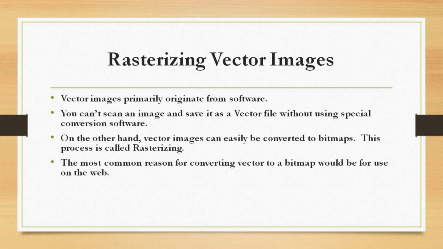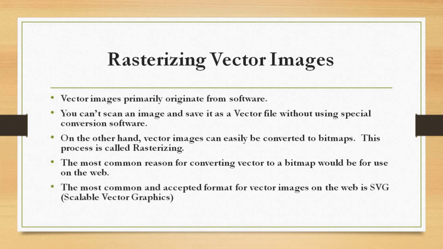So what is the reason for rasterizing? Why do we convert a vector image into a bitmap? It is to use on the web. Clear? And the most common and accepted format of vector images on the web is SVG, Scalable Vector Graphics.